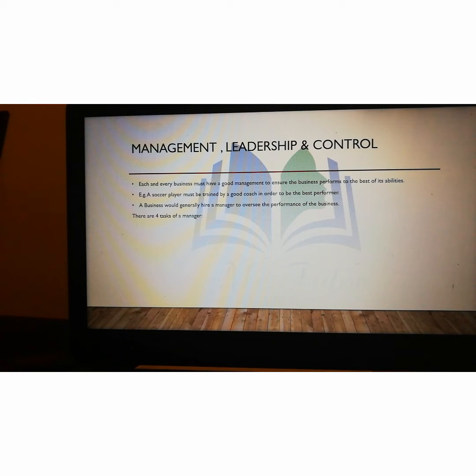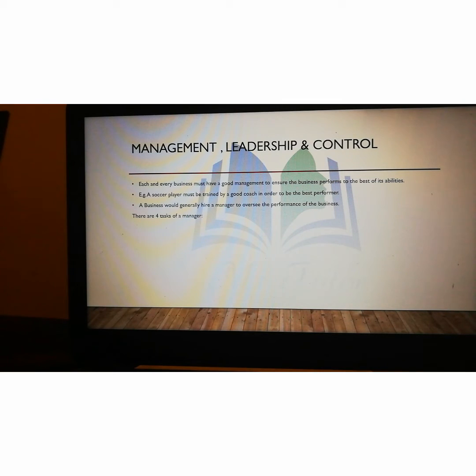An employee, a waiter, must be managed by a great supervisor in order for the employee to work to the best of their abilities. A business also would generally hire a manager to oversee the performance of the business. Your general manager, your human resource managers, financial manager. So the human resources manager manages the employees and the contracts. A financial manager manages the finances of the business. So without any of those managers in the business, there is going to be an imbalance.